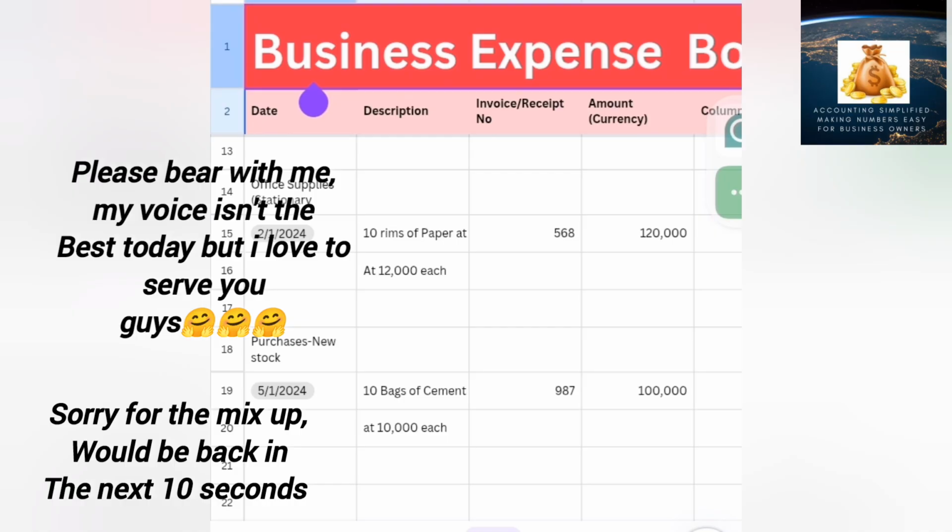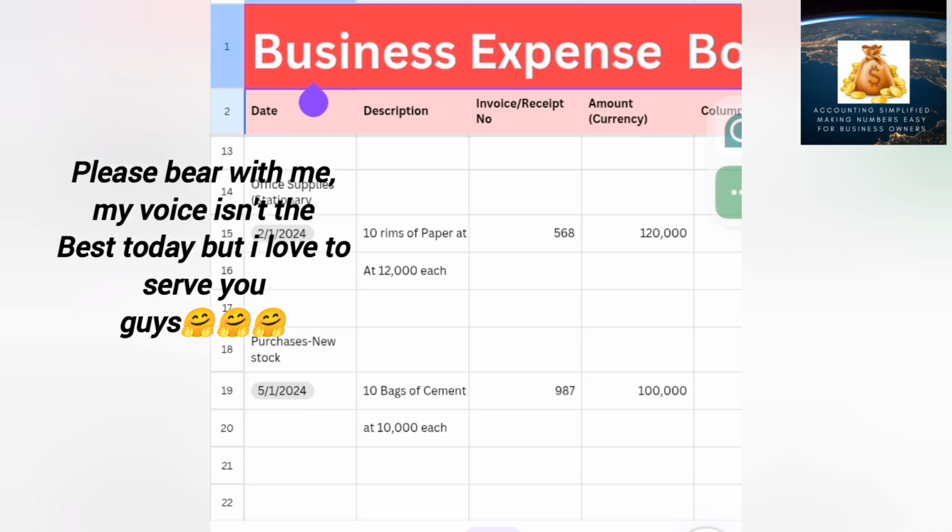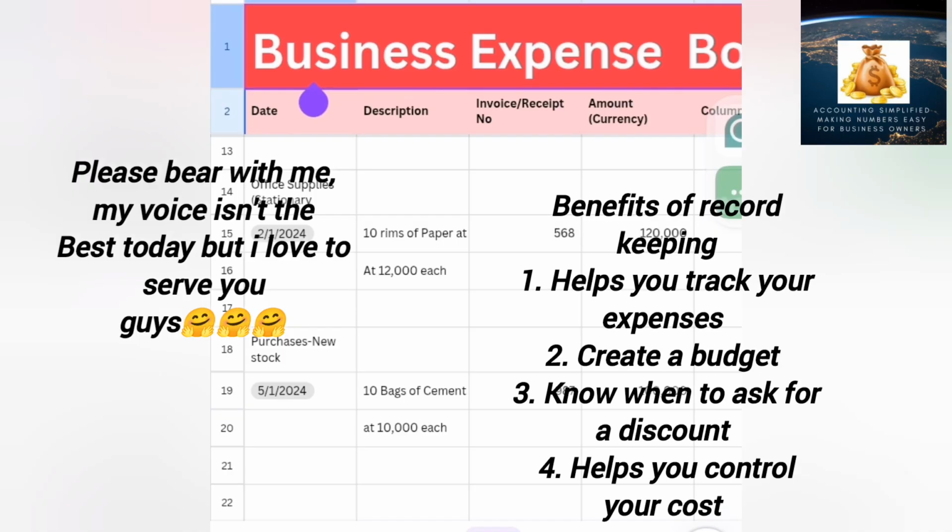So these are the very reasons why you must keep records. It helps you track your expenses. It helps you monitor your expenses. It helps you create a budget. What's a budget? A budget is simply an estimate of your inflows and your outflows. When I say inflow, I mean your income, your revenues, what you've received from selling those products. And when I say outflow, I mean your expenses. Are we together? So it helps you to control your costs.